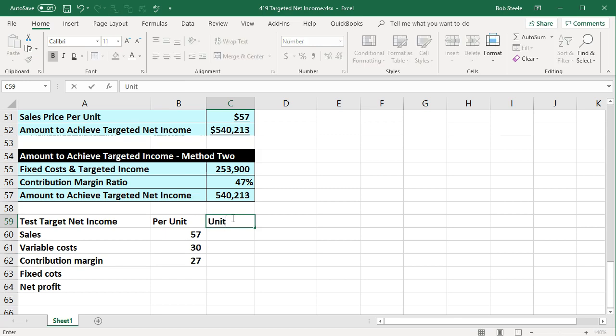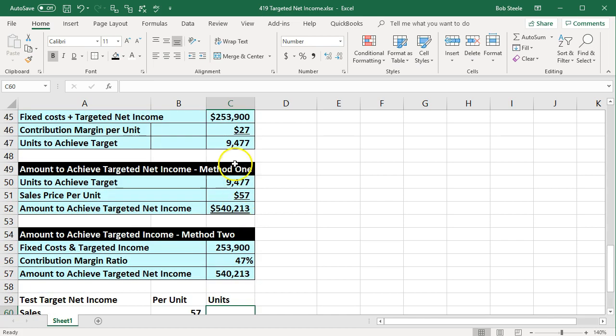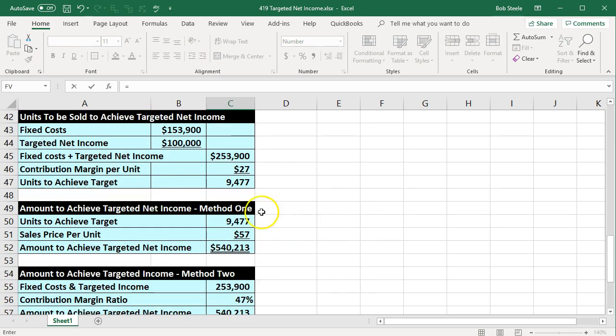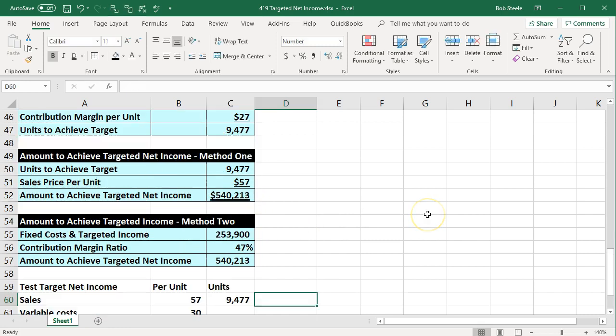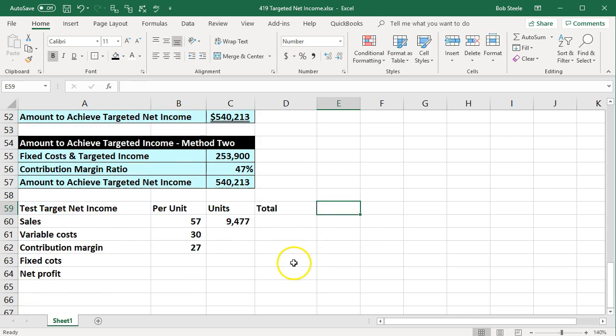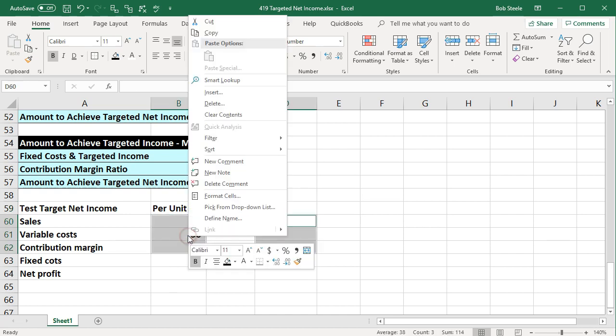And then we have the number of units. So the number of units we calculated up top that we're going to need, 9,477, to clear the fixed costs and make the profit of the 100,000. So we're going to say this is what we're testing, those units. And then we've got the total, which we're basically recalculating. So note that this is the per unit cost. This is the units. This and this are going to be in dollars, right?